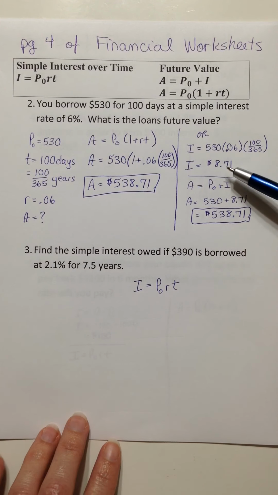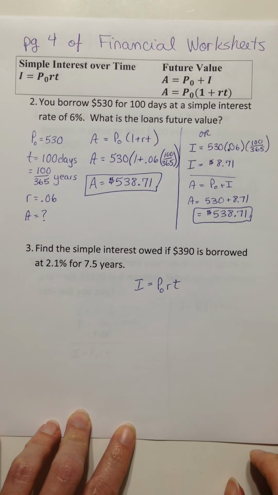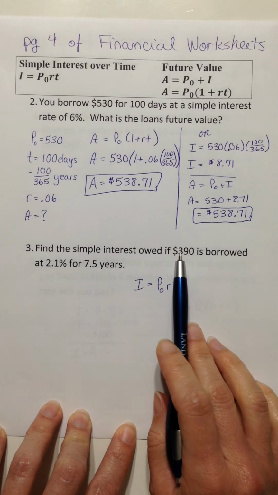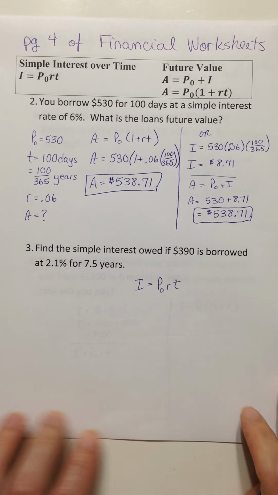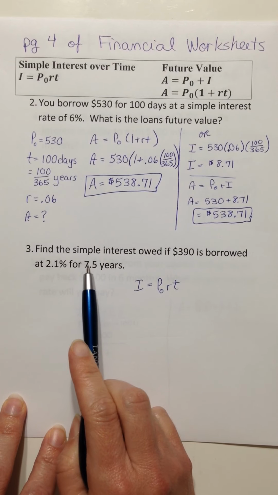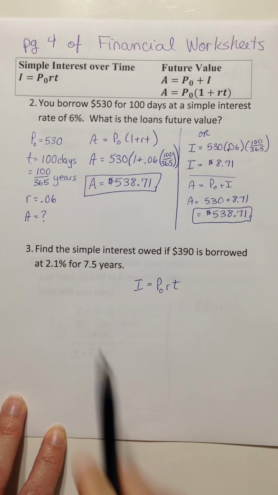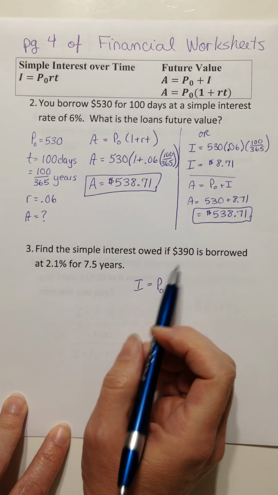And again, you could have found the interest first, then add the principal and interest to get the future value. Number 3 says find the simple interest owed if $390 is borrowed at 2.1% for 7.5 years. This time is already given in years. It's not a whole number of years, but it's still in years. You will not have to convert that one because it's already in years. All right, so we want to find the simple interest owed.